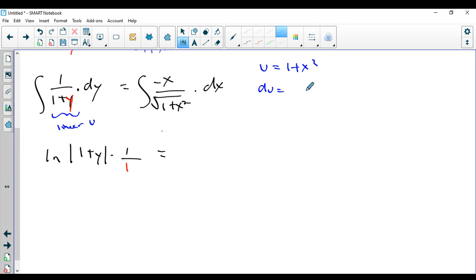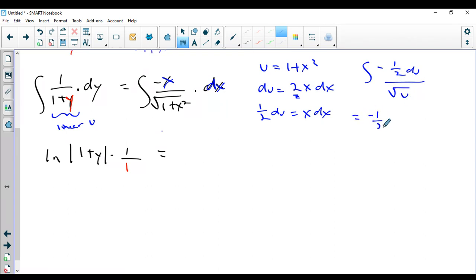So du is going to be 2x dx, which is sort of cool because I see x dx, but I don't see 2. But again, we know the deal. That's not a big deal. 1/2 du equals x dx. So that is actually pretty good. So now if I'm writing this over here, I have the integral. There's a negative. This x dx is a half du. And then this isn't u, it's radical u. Spruce this up a little bit, pull out the negative half, and you get this.